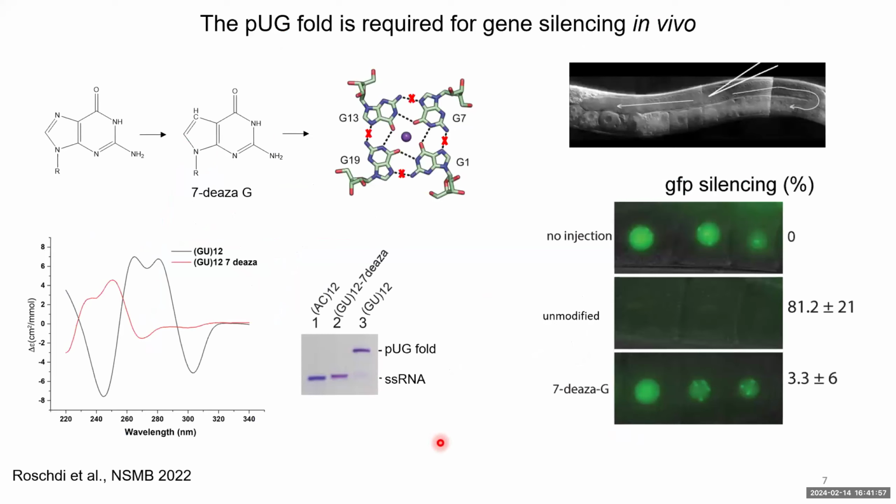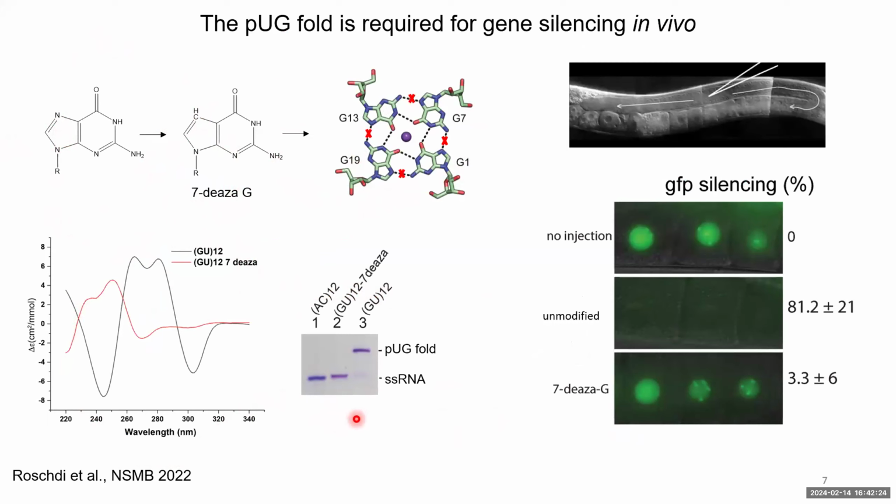This was then confirmed using our understanding that this structure is a quadruplex by using an RNA modification where we switch out standard guanosine to 7-deazaG. And what that does is that this converts this nitrogen to a carbon, which then inhibits quadruplex formation. And we were able to confirm this both by circular dichroism as well as native gel electrophoresis.